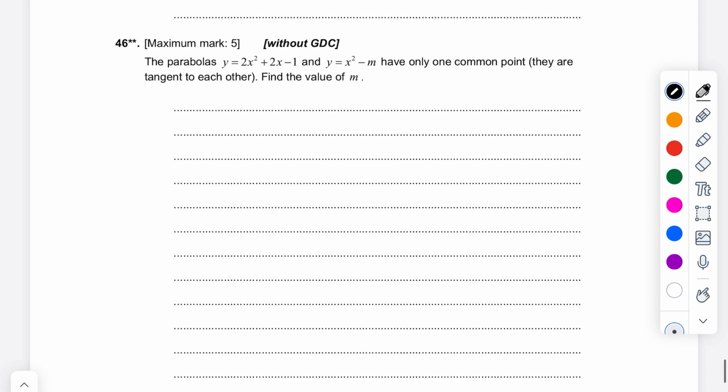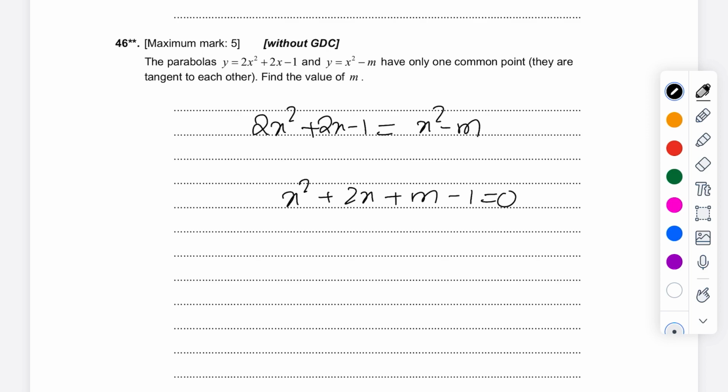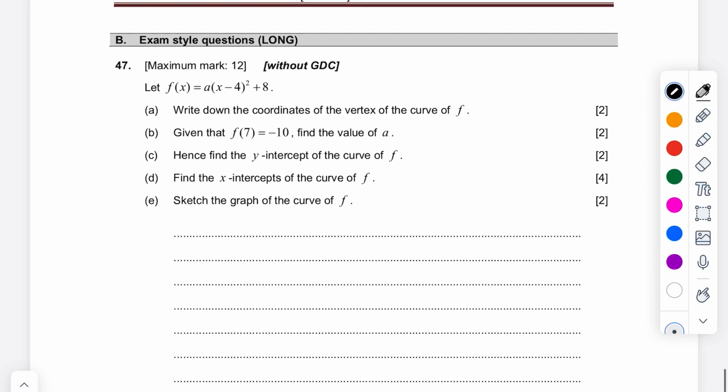Question number 46. The parabolas have only one common point. They are tangent to each other. Find the value of m. So 2x square plus 2x minus 1 equals x square minus m. So x square plus 2x plus m minus 1 equals 0. As only one value means delta should be equal to 0. b square minus 4ac should be equal to 0. This gives me m value as 2.